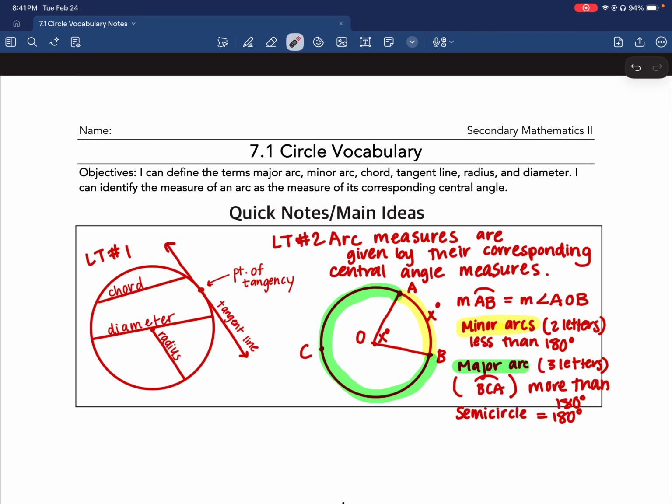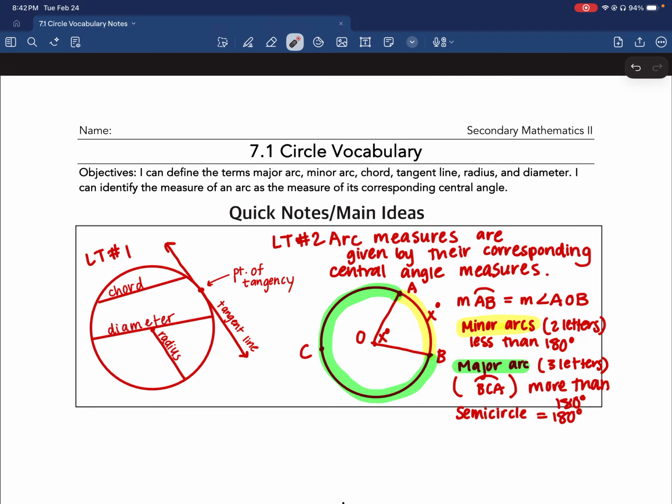All right, so there's a lot of vocabulary on the circle itself, but then we're going to talk about arcs. Okay, so looking over here at this diagram, got a couple different arcs. We've got what this yellow arc is, and then we've got what this green arc is. Okay, so the yellow arc here is what we call a minor arc. Okay, a minor arc is less than 180 degrees. And then the green arc is what we call a major arc. Okay, it is more than 180 degrees.